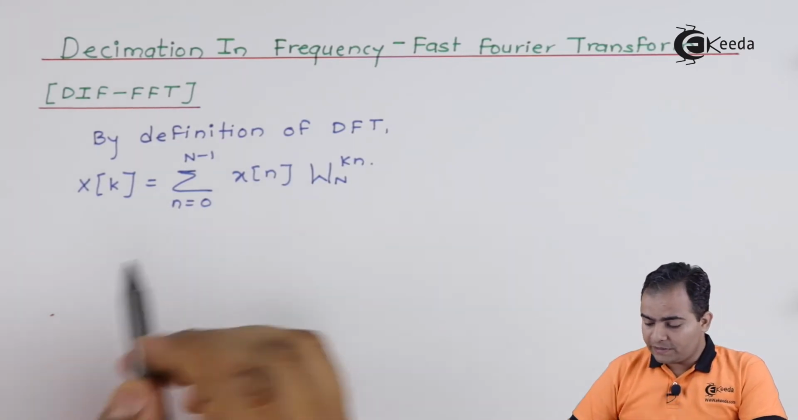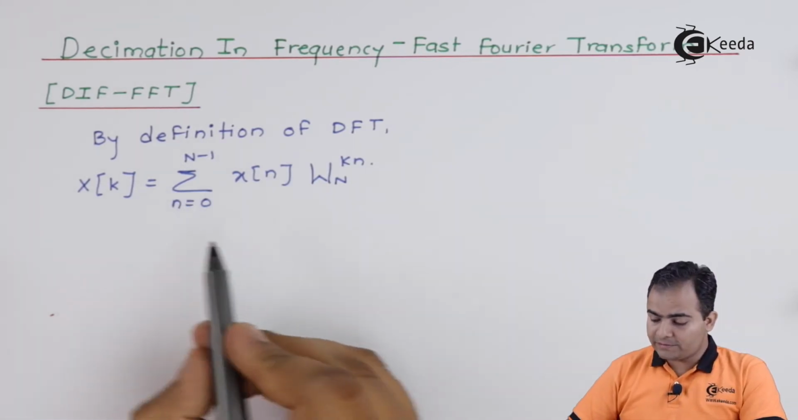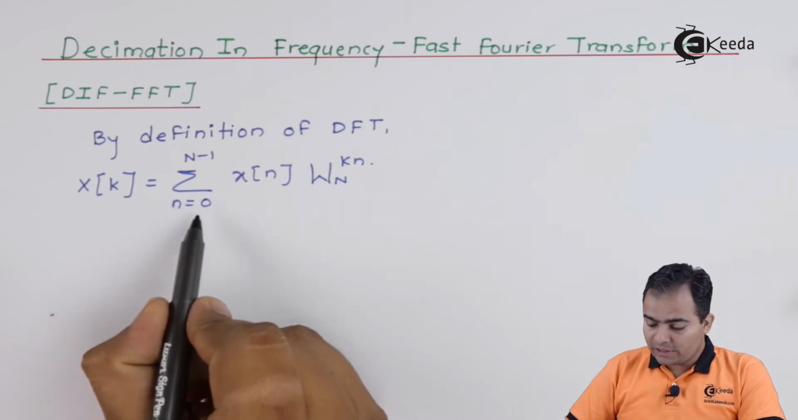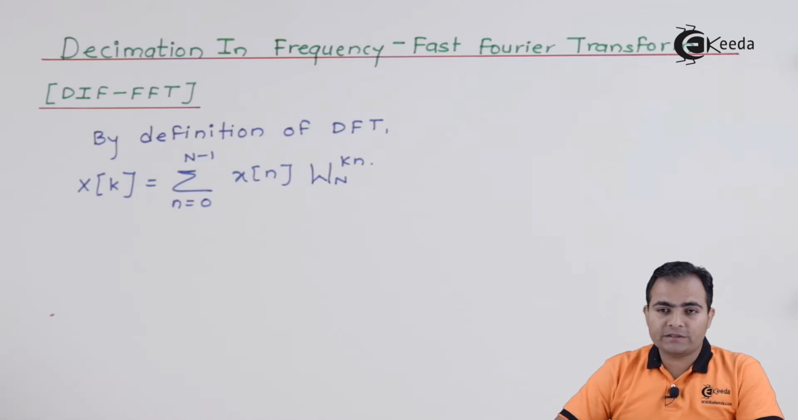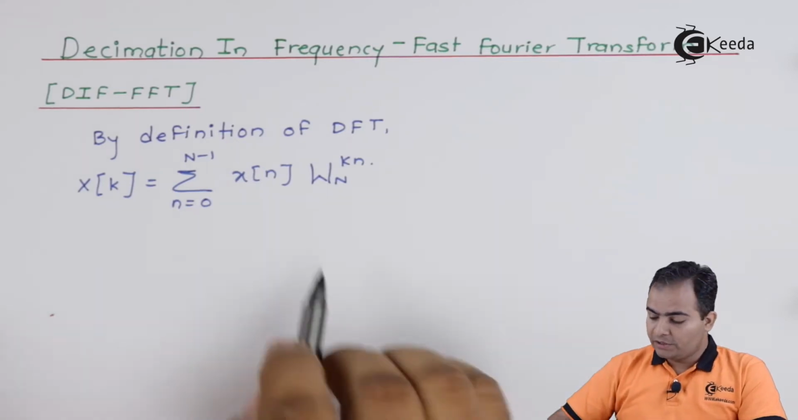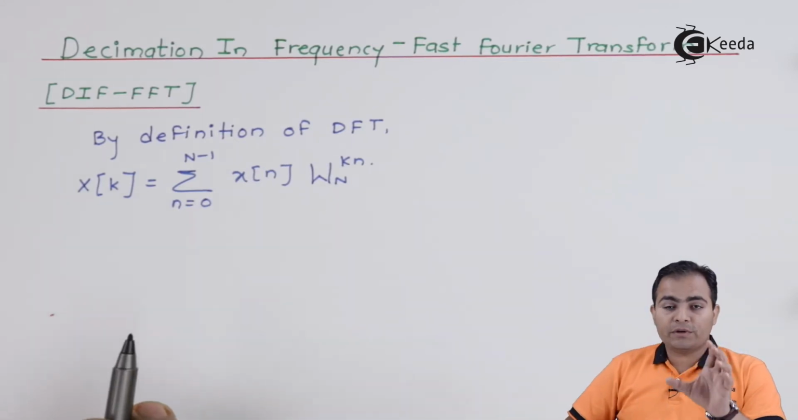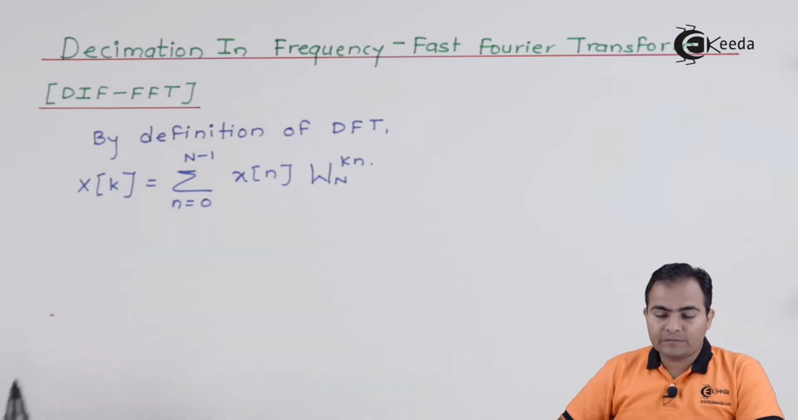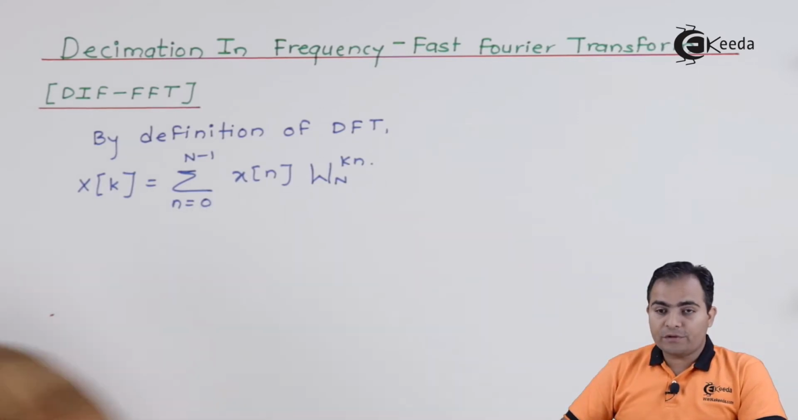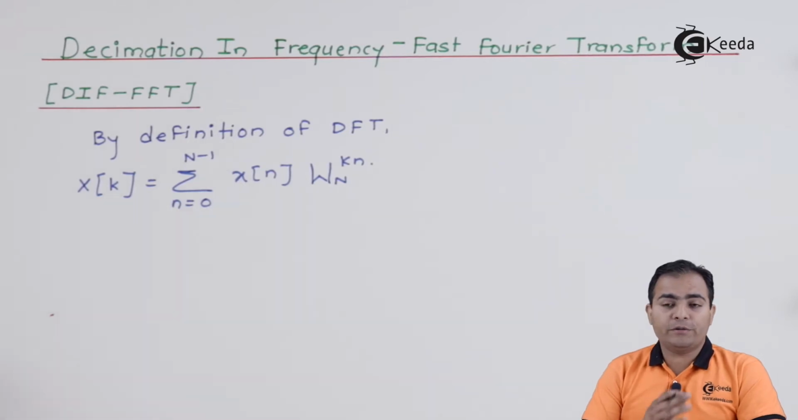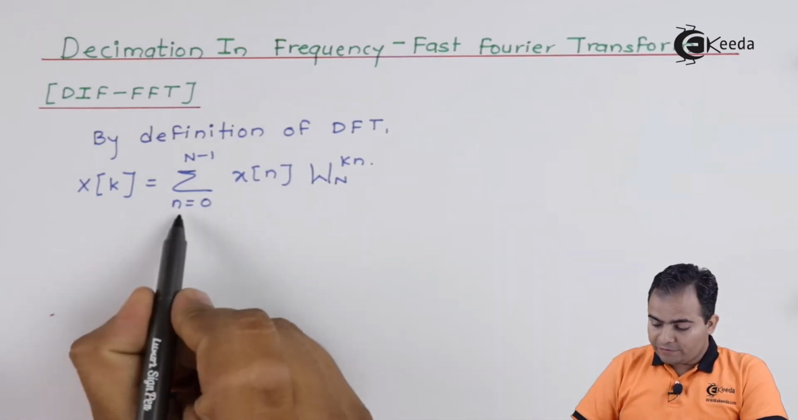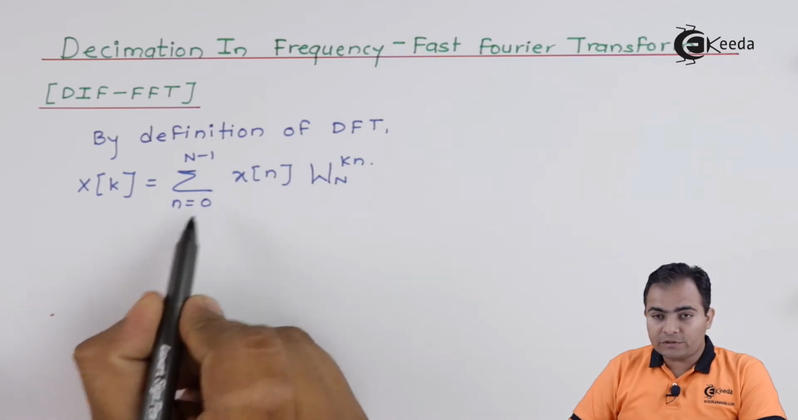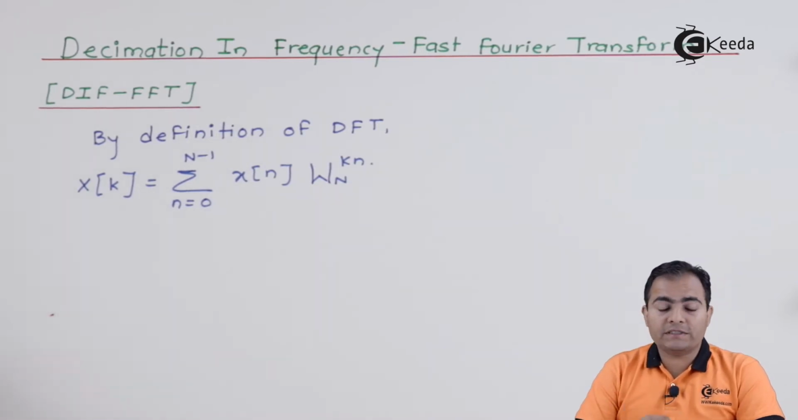Here the summation started from 0 to N minus 1, which means we have a total of N points or N samples. So this N stands for the number of samples present in x of n. Now if we want to divide it into two equal parts, N by 2 each, then if the summation starts from 0, my last value is not N by 2, it will be N by 2 minus 1.